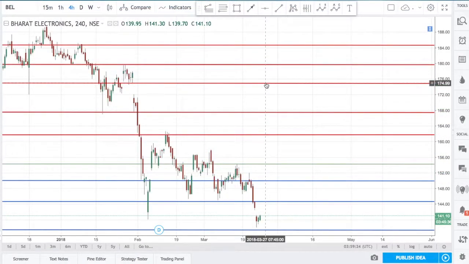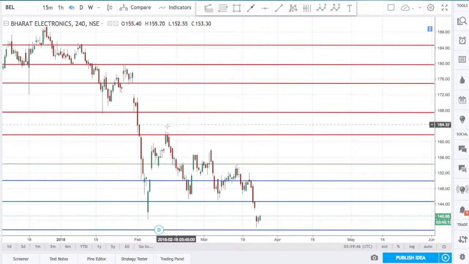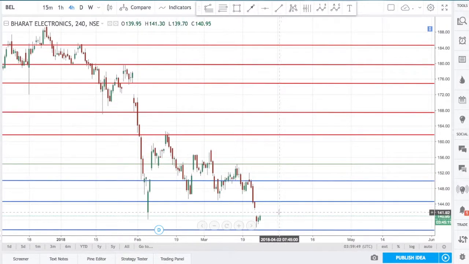Bharat Electronics is our second buy. We have a Gartley pattern here on BEL. Bharat Electronics, after making this lower low, lower high pattern, is chopping around in this zone, or is consolidating within this zone. This is where we can take advantage by trading advanced patterns.